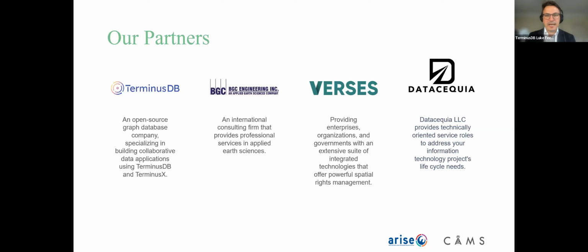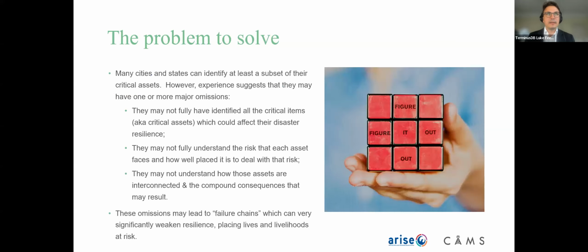So a lot of technical knowledge from across a range of organizations is helping to build out this tool. The problem that we're looking at really is about identifying assets that are critical, and getting tools so you can find which ones could affect your disaster resilience, and then understanding where the chains are. And what we mean by failure chains really is, if a specific asset fails, what are the consequences further on in my system?